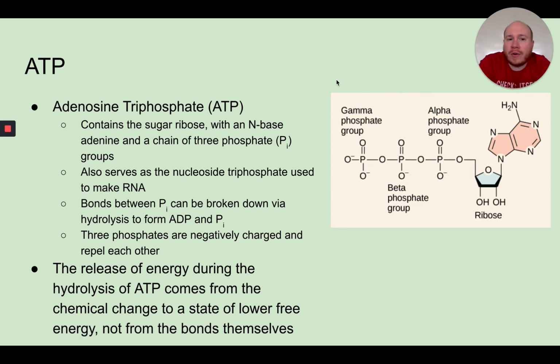It also serves as the nucleoside triphosphate used to make RNA. So when our cell needs to make an RNA chain, they actually use ATP, and then what they'll do is change the nitrogen base to whichever one it needs.